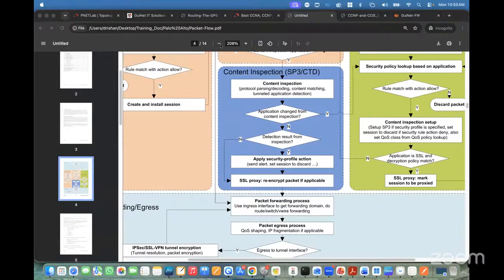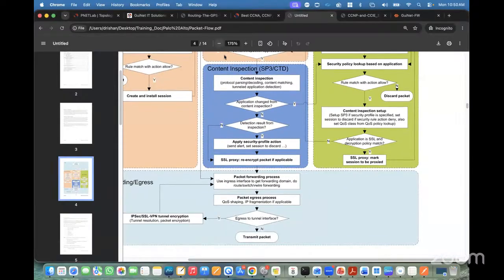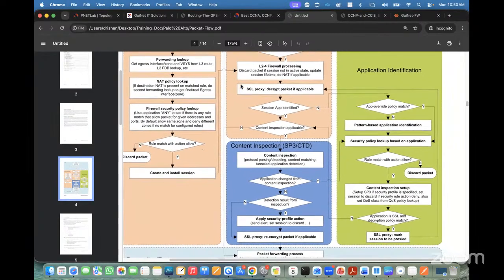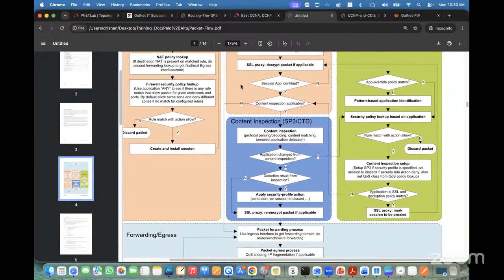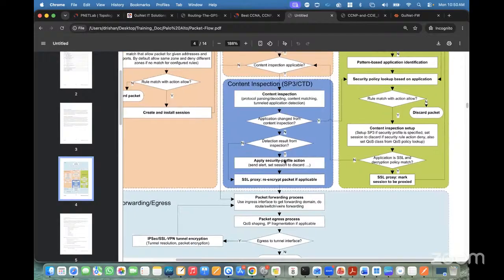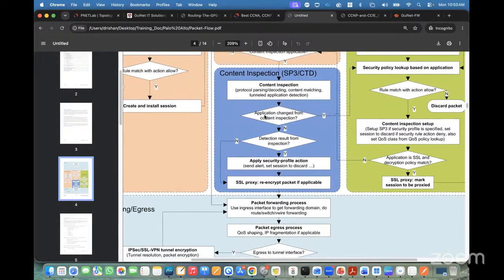Clear till here? Questions, please ask me questions if you have any. Sir, pattern-based application identification. Pattern-based application. You did not understand? Yes, sir. That particular line. What is the pattern-based application?